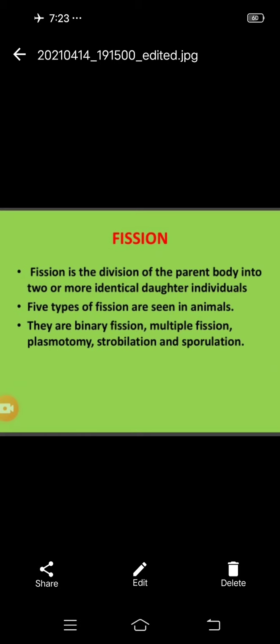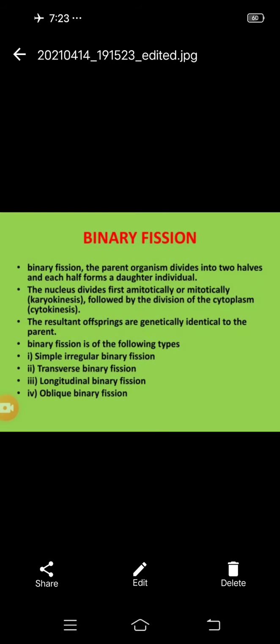Five types of fission are seen in lower forms. They are binary fission, multiple fission, plasmotomy, strobilation and sporulation. இது எல்லாமே 5 different methods of fission. Binary, bi means 2, multiple means many, plasmotomy is one kind of division, then strobilation and sporulation.